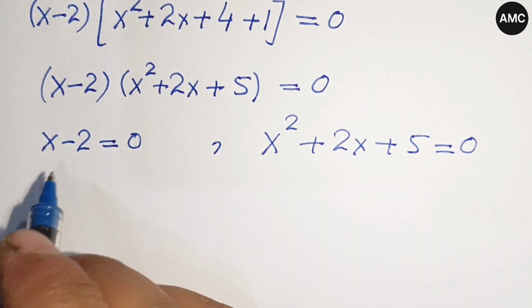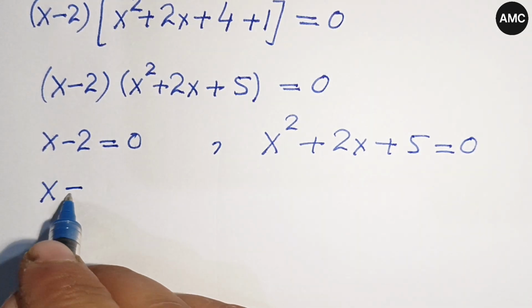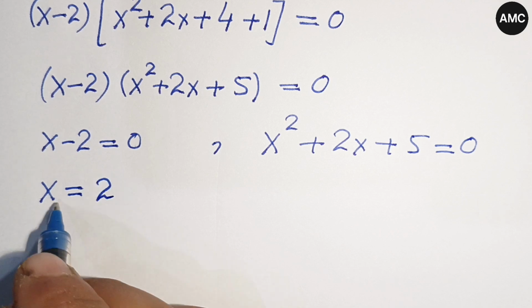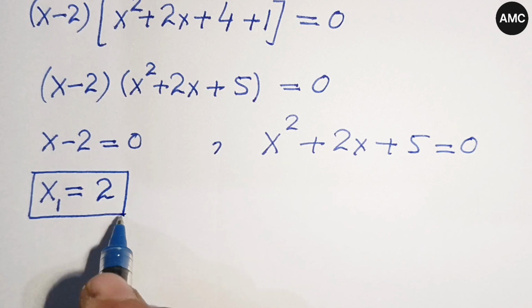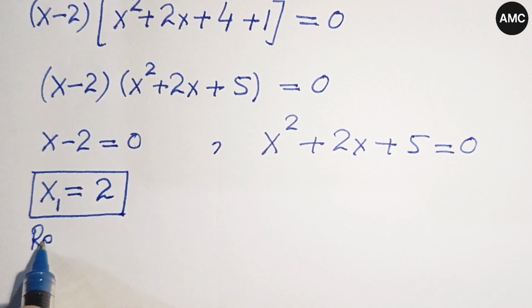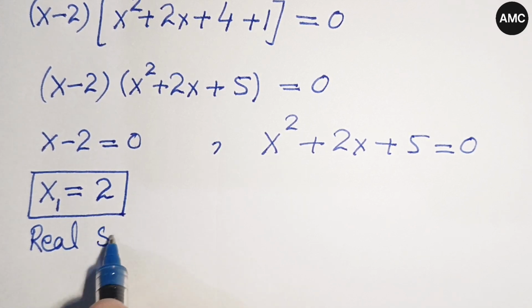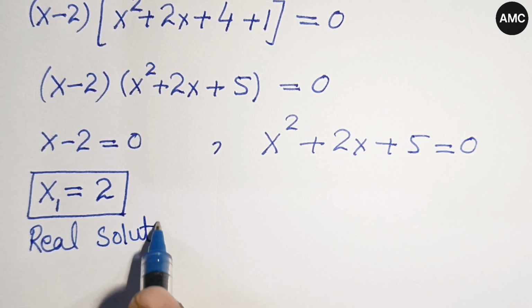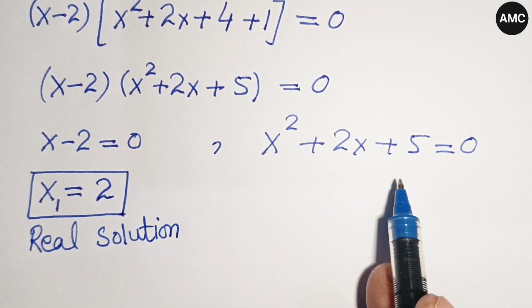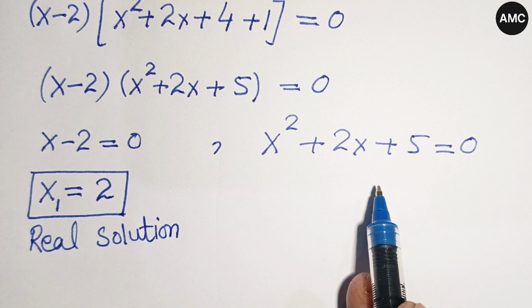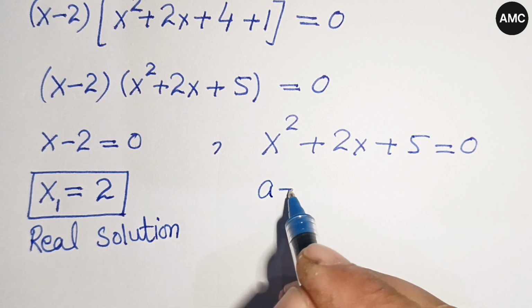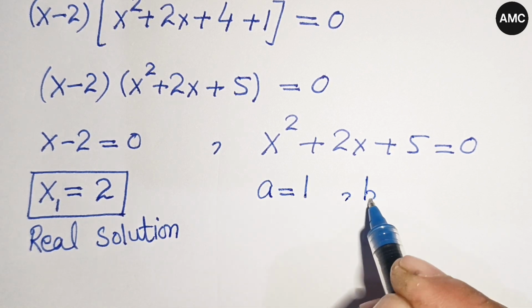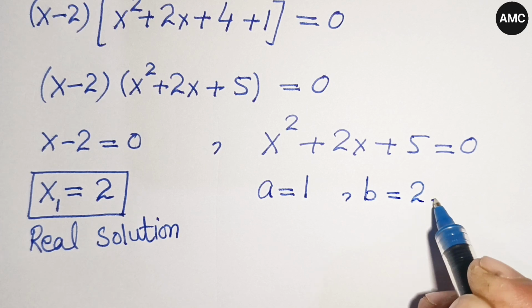Here we have our first value, which is shifting minus 2, we get plus 2, so it is our value of x1 is equal to 2. It is our real solution. Now solving our second equation, here it is a quadratic equation, so we have to solve it by using the quadratic formula. So here value of a is equal to 1, b is equal to plus 2, and c is equal to 5.